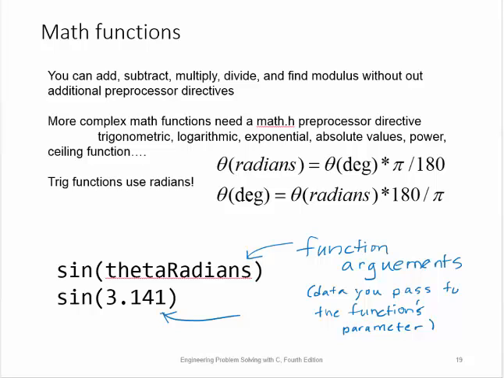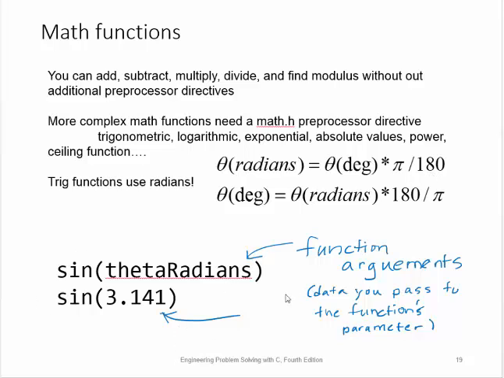C does all of its trigonometric functions using radians. So recall that there are 180 degrees in pi radians. So here are your conversion factors. If you have theta in degrees and you want theta in radians, it's degrees times pi divided by 180.